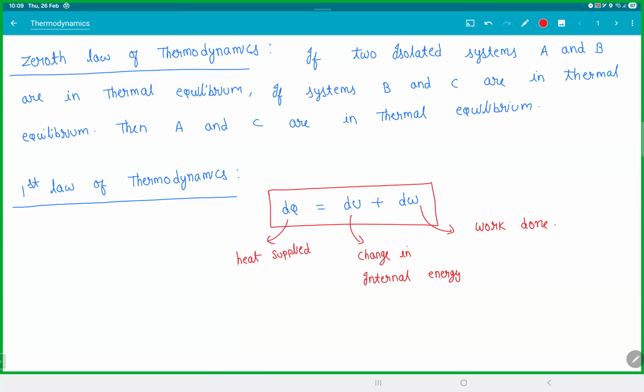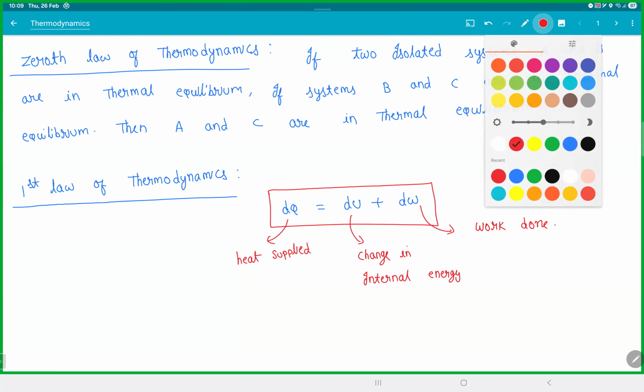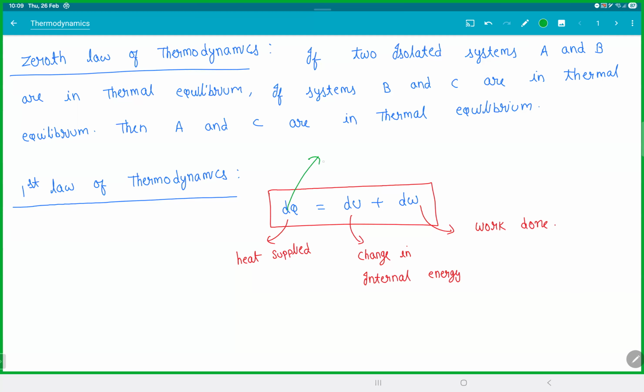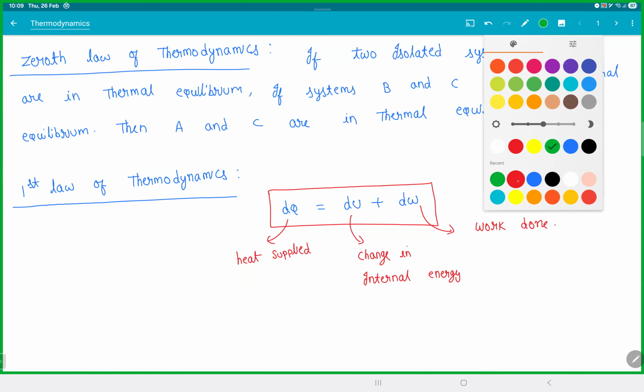So if you actually think about this formula, think of it like this: I'll give you heat, it's like I'll give you some money. Either you store the money or you use the money. You buy something or you save it. You have only these two things. So basically, the first law of thermodynamics is another form of the law of conservation of energy.